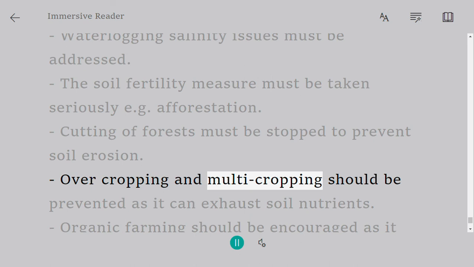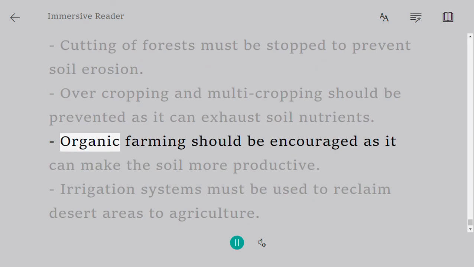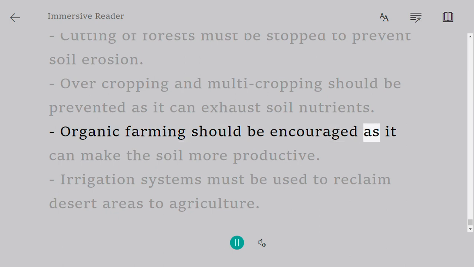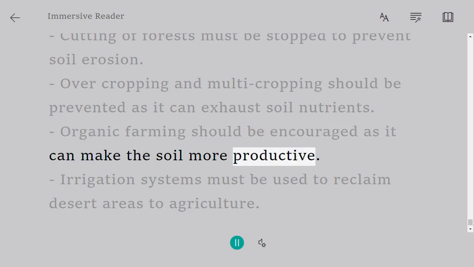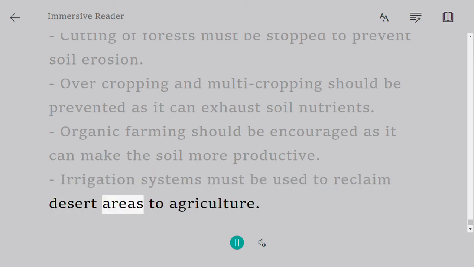Overcropping and multi-cropping should be prevented as they can exhaust soil nutrients. Organic farming should be encouraged as it can make the soil more productive. Irrigation systems must be used to reclaim desert areas for agriculture.